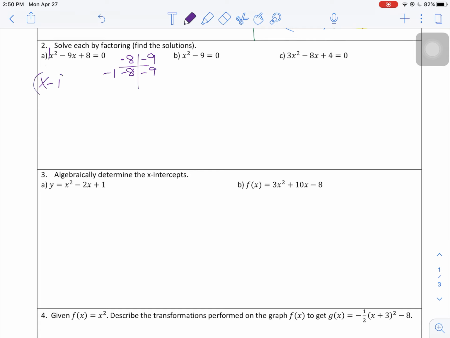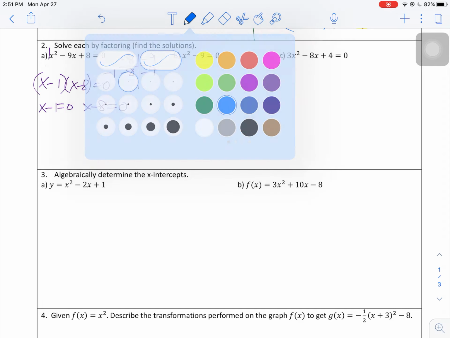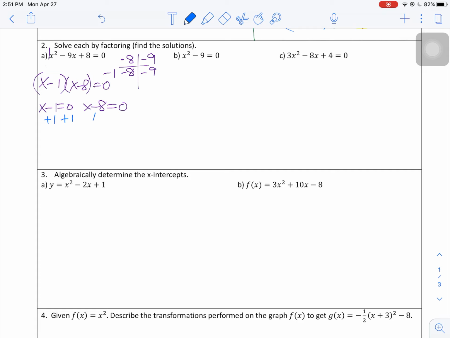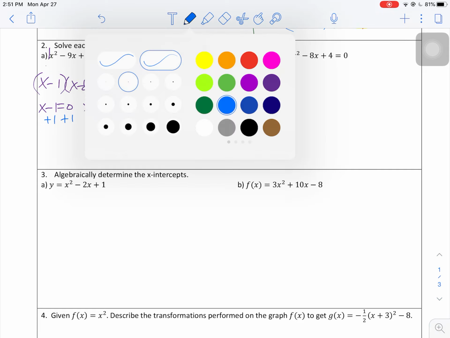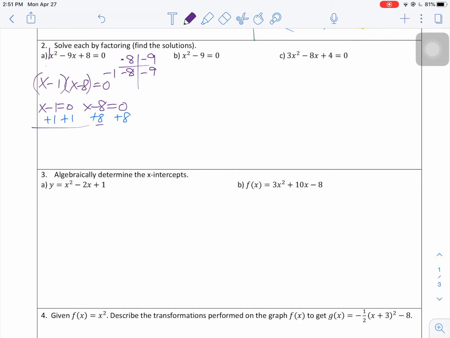So x minus 1 and x minus 8 equals 0. The only way for me to multiply two factors together and get an answer of 0 is if at least one of those factors is 0. So I'm going to take both of my factors and set them equal to 0. So x minus 1 equals 0 and x minus 8 equals 0. Solve both of these equations like you would any equation, and then that should be it. So we have x equals 1, x equals 8.